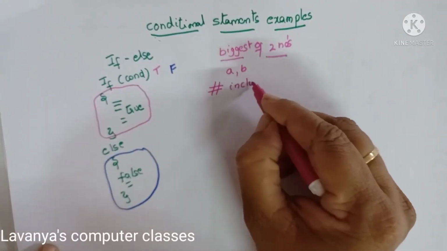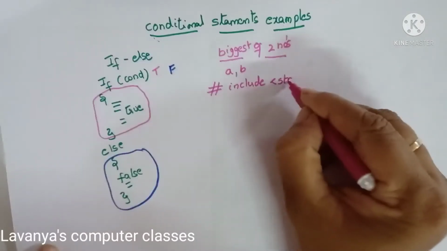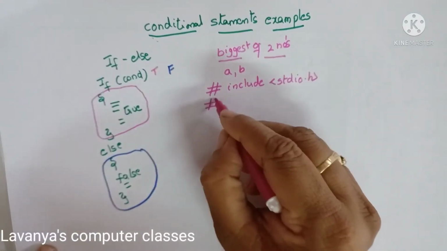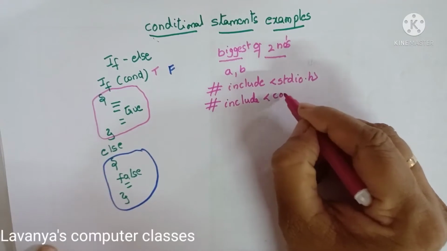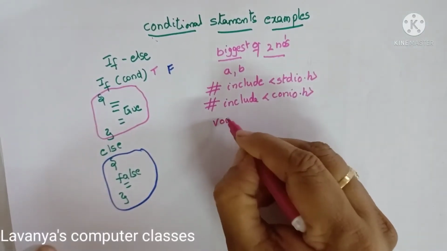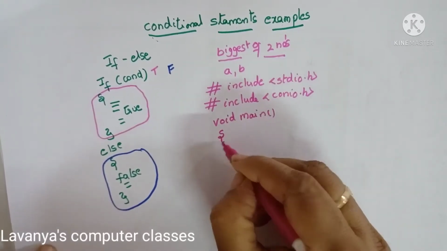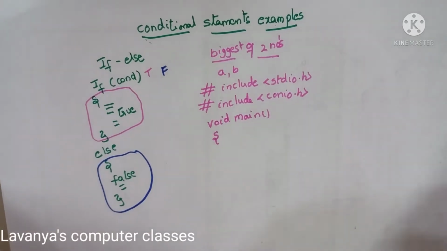C language programmers have to write #include <stdio.h>. These are preprocessor directives. Stdio means standard input output, .h. Next, #include <conio.h>, console input output, .h. Then void main function. Now we start with the programming here.